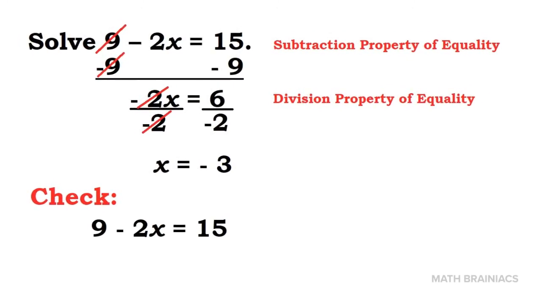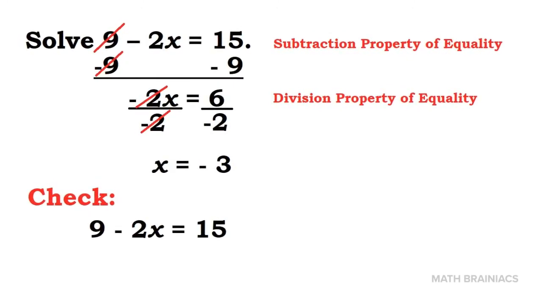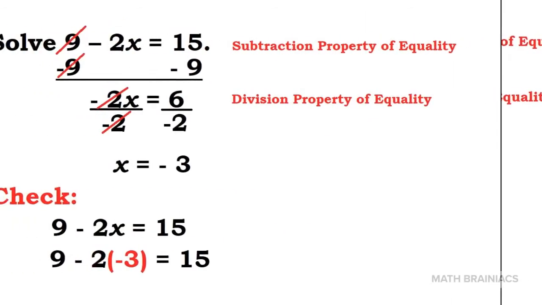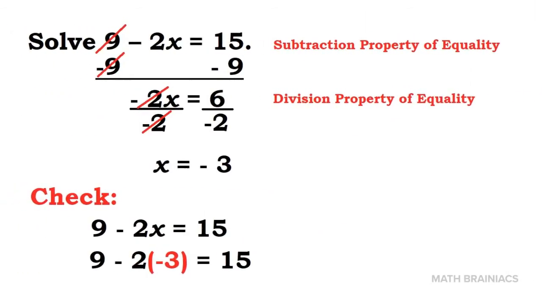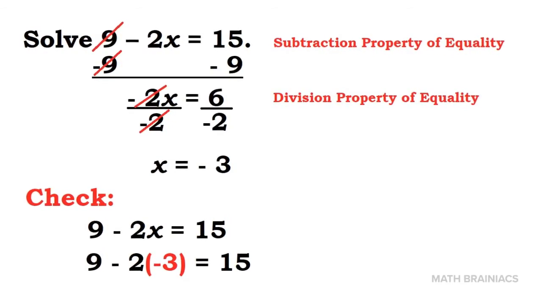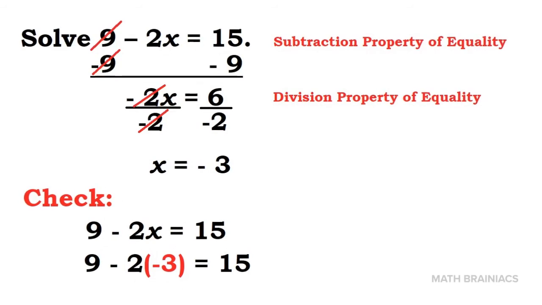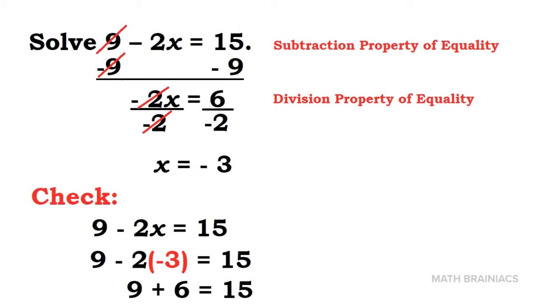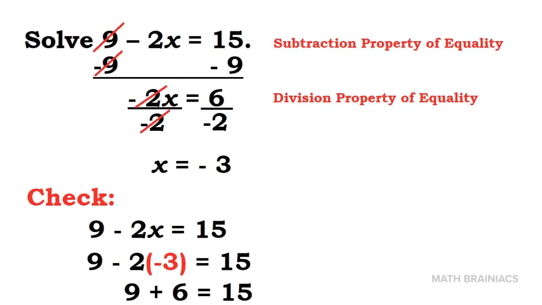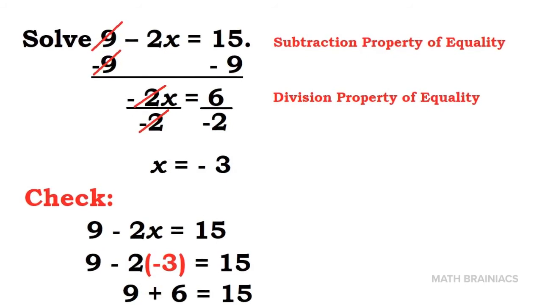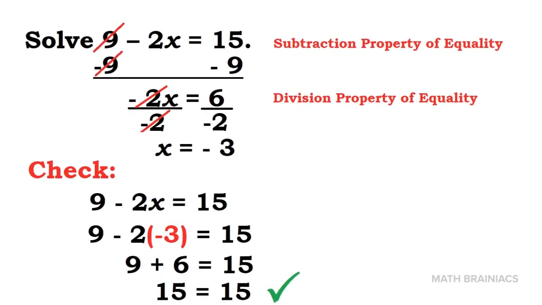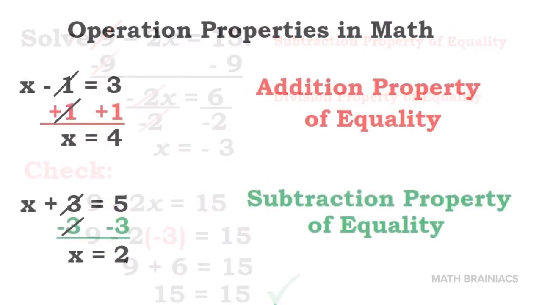Let us rewrite the equation below to check if our answer is correct. 9 minus 2x is equal to 15. Substituting the value of x in the equation, it will give us 9 minus 2 times negative 3 is equal to 15. Negative 2 times negative 3, it will give us positive 6. Therefore, 9 plus 6 is equal to 15. And x is equal to negative 3 is correct.